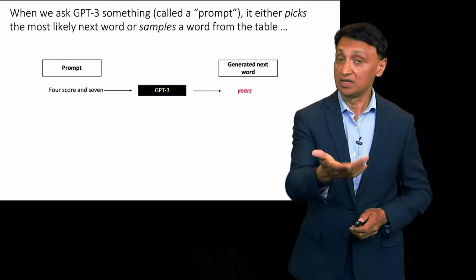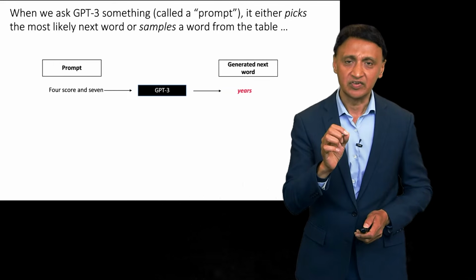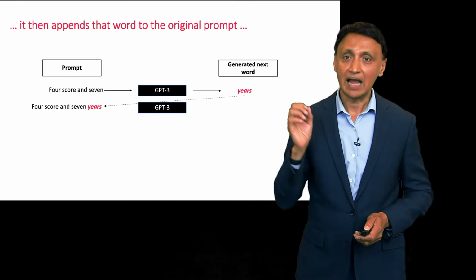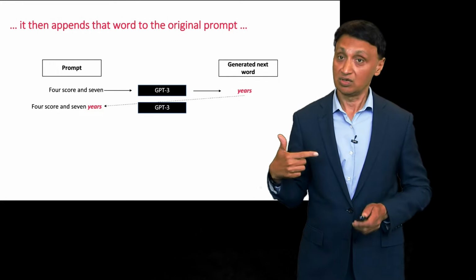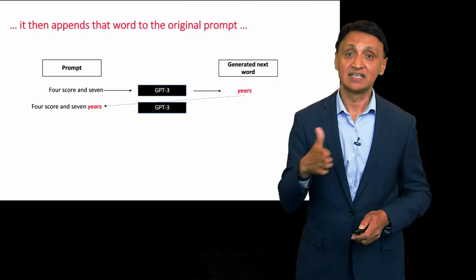Let's say the next word is ears. And then this is the key trick. It takes this word and then it appends it to the starting sentence. So now the starting sentence has become 7 years.